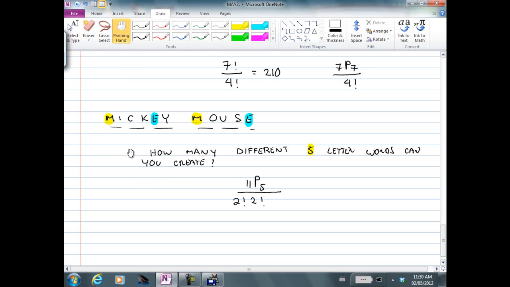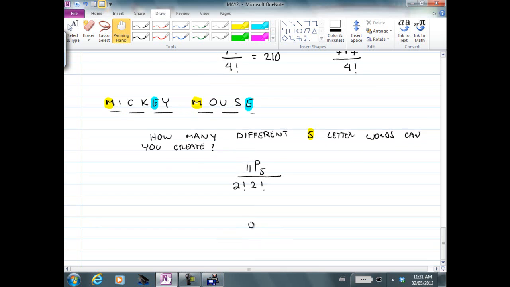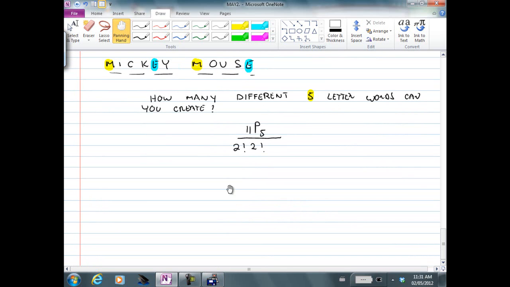Why is it 11P5? Because there's 11 letters altogether. Would you agree? Out of 11, how am I going to choose 5? Because it's not 11 factorial anymore. Remember, we treat the question like I normally would, but when you have repetition, you've got to divide. Guys, you can figure out what it is. Very simple.